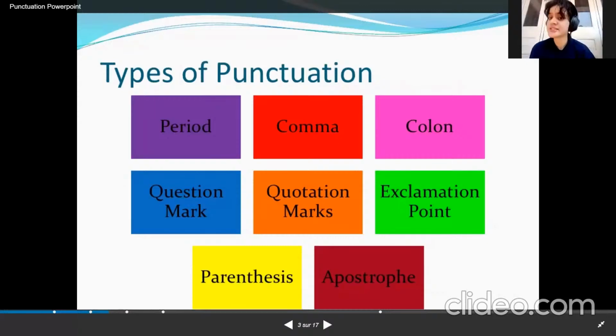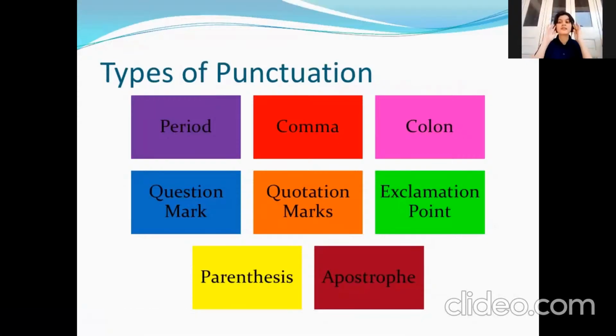There are different types of punctuations. There is period, which is full stop, comma, there is question mark, exclamation point, colon, quotation marks, parenthesis, and apostrophe. Today we are going to learn only about 4 types of punctuation. All right, I'm going to teach it to you, and then we're going to do a quick recap quiz.